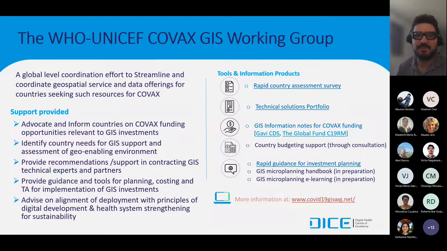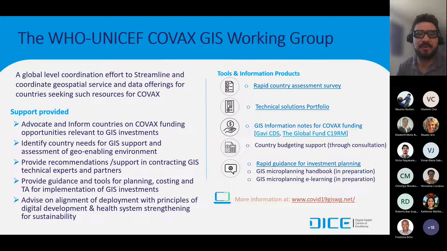When it comes to support specifically related to geospatial data and technologies, DICE relies on the coordination of the WHO and UNICEF COVAX GIS Working Group. The COVAX GIS Working Group is a global level coordination effort to streamline and coordinate geospatial services and data offerings for countries that are seeking such resources for COVAX. Since 2020, the group has been providing guidance to countries with support in a number of areas, including supporting fundraising for GIS investments, for example, through dissemination activities such as this webinar.